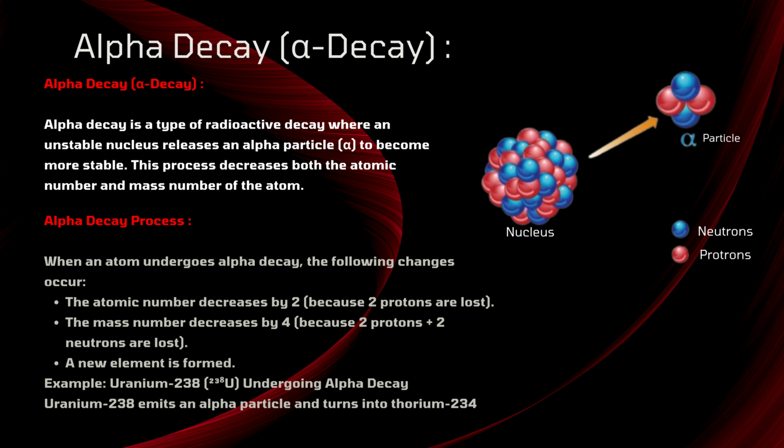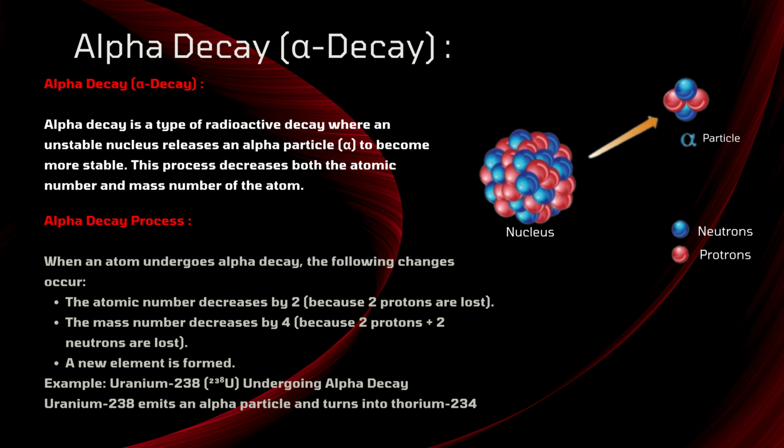Alpha decay. Alpha decay is a type of radioactive decay where an unstable nucleus releases an alpha particle, α, to become more stable. This process decreases both the atomic number and mass number of the atom. Alpha decay process. When an atom undergoes alpha decay, the following changes occur: the atomic number decreases by 2, because 2 protons are lost. The mass number decreases by 4, because 2 protons plus 2 neutrons are lost. A new element is formed.